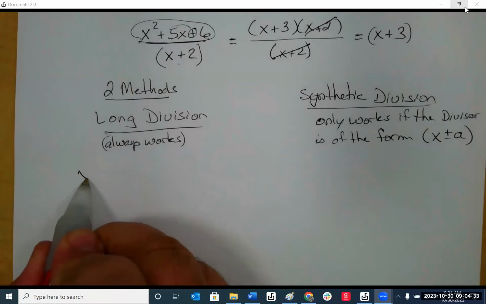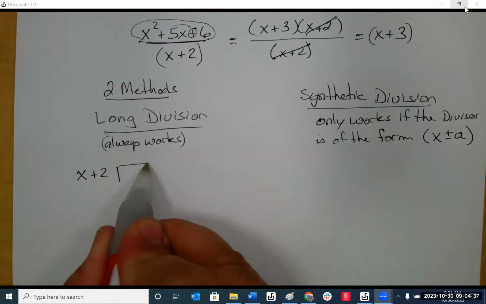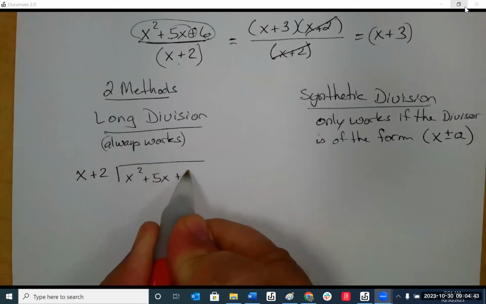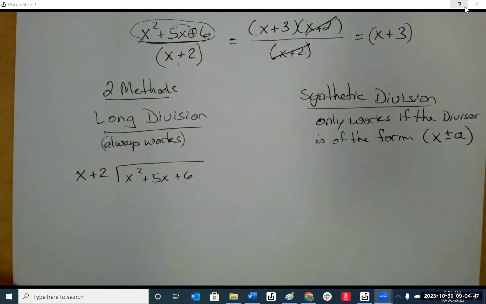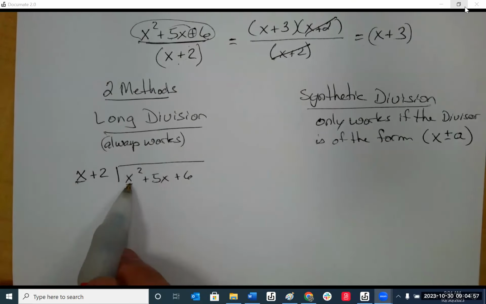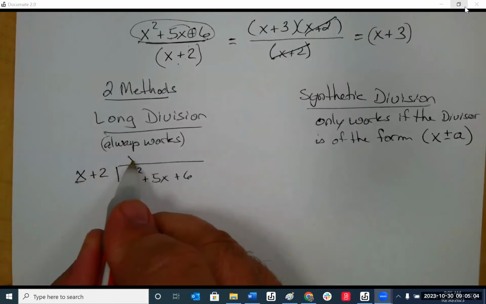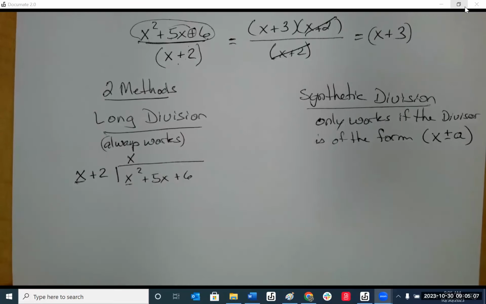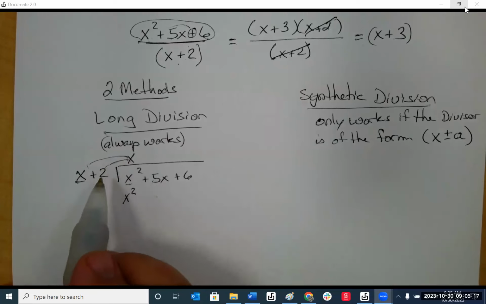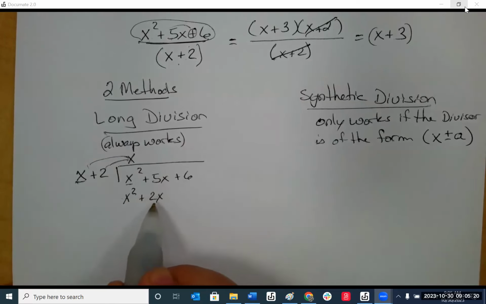We have our equation here. So we have x plus 2 goes into x squared plus 5x plus 6. Now, always look at the leading terms. What times x gives me x squared? Just x. We need one more x. So now we take this and multiply it to both of those, and they go down here. So x times x is x squared. x times positive 2 is positive 2x.